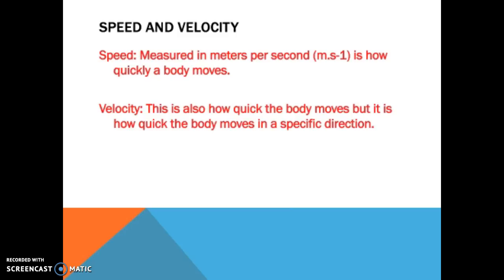So, speed and velocity. Speed is measured in meters per second, and this is how quickly the body moves. It's calculated using the equation speed equals distance divided by time. Calculating the speed will be useful in a basketball game because it can be used to calculate how quickly the rebounder is able to get to the spot in order to make a rebound.